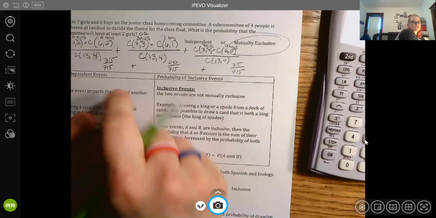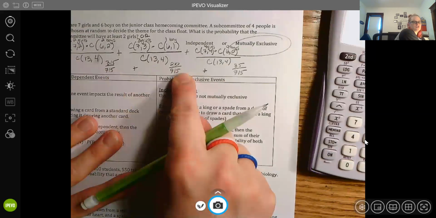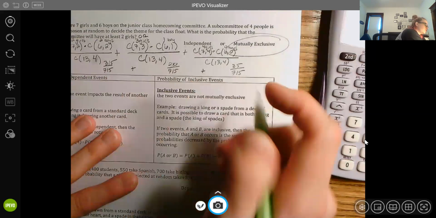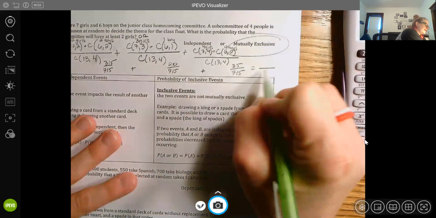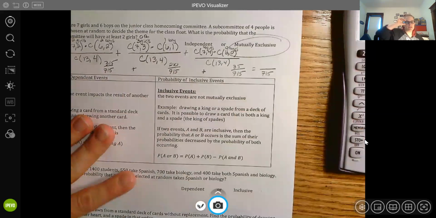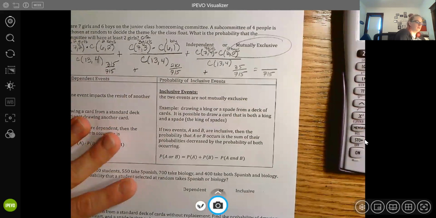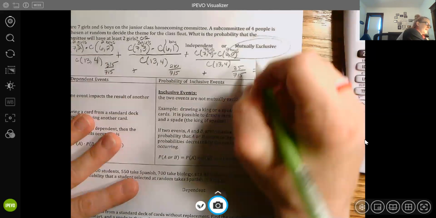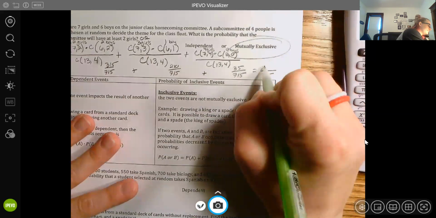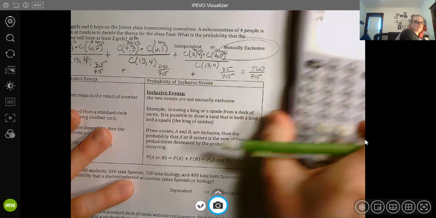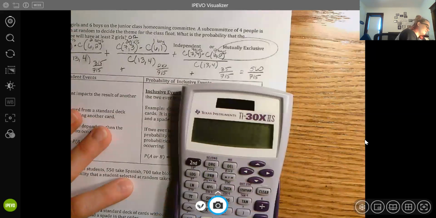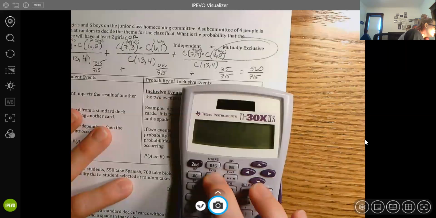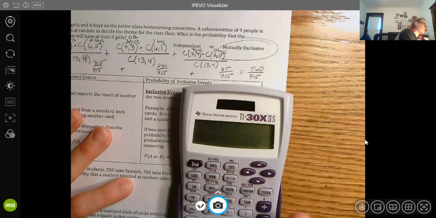Okay, you're adding your fractions. So 315 plus 210 plus 35. Remember, when we are adding fractions, you don't do anything with the denominators. So you're adding 315, 210, and 35. And you get 560. So let's see if that reduces. 560 divided by 715. 112 over 143.